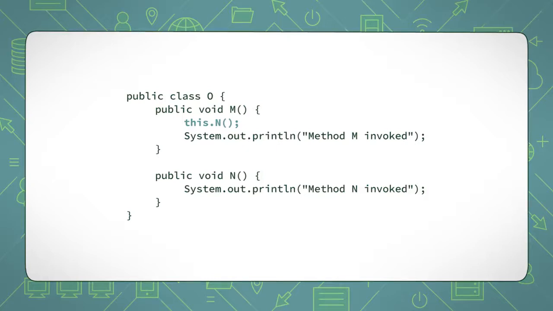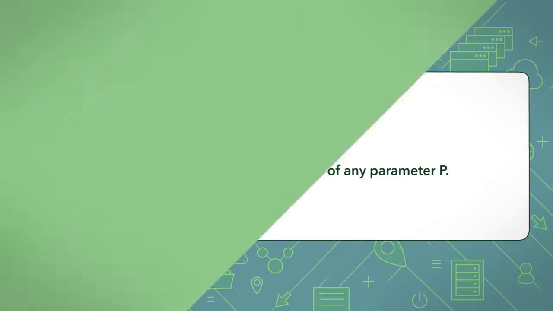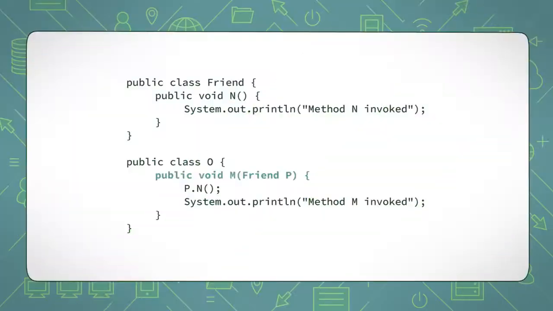The second rule states that a method, M, can call the methods of any parameter, P. Since a method parameter is considered local to the method, the parameter can be considered a friend, so methods in the class for the parameter can be called. The method M in your class O has a parameter P of type friend. The law of Demeter will allow method M to invoke any method of the friend class.